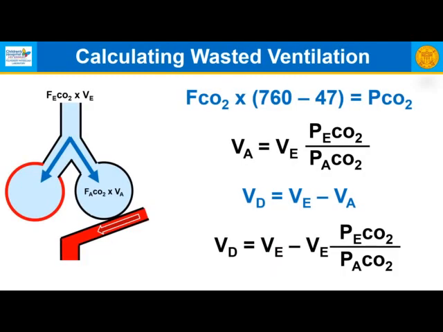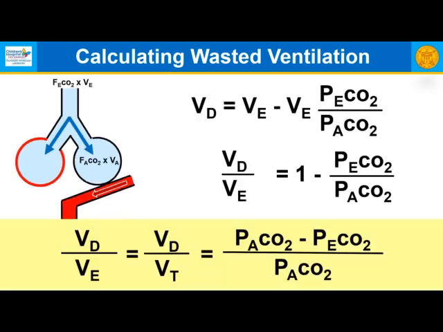All right, so basically then we're back to getting this equation. VD equals VE minus VE times P exhaled CO2 over P alveolar CO2. Okay. And then we get this particular equation. So this is the Bohr equation: partial pressure of alveolar CO2 minus exhaled CO2 over alveolar CO2 equals VD over VT, or VD over total ventilation.